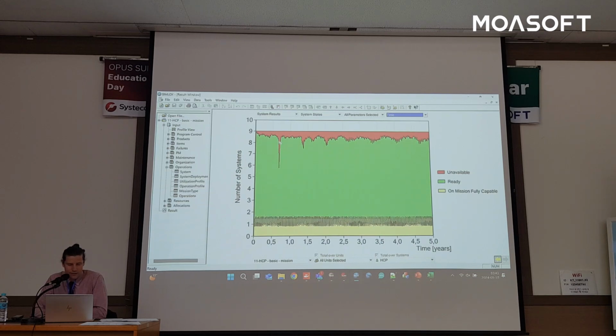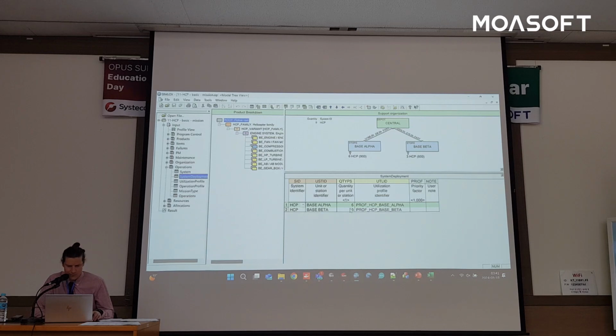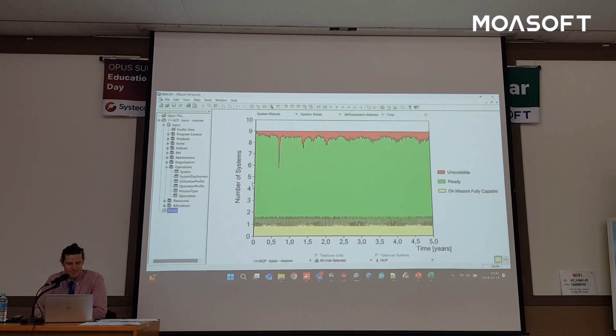Here we see that in total we have 9 systems. Exactly, we have 6 at the alpha base and 3 at the beta base, so that's 9. The different colors here represent the different system states. The yellow is when we are on mission, and as you see, we have those weekly missions that we are trying to produce, and it's between 1 and 2.